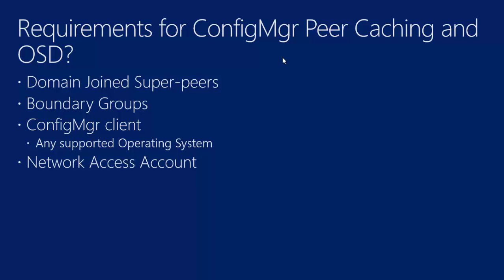Boundary groups. So we do need boundary groups. I've mentioned this a couple of times already. A boundary group defines what systems can be potentially sharing content back and forth with each other. And you can further refine that by saying, within this boundary group, only let machines that are on the same subnet share content with each other. Again, I'll show that to you in just a minute.